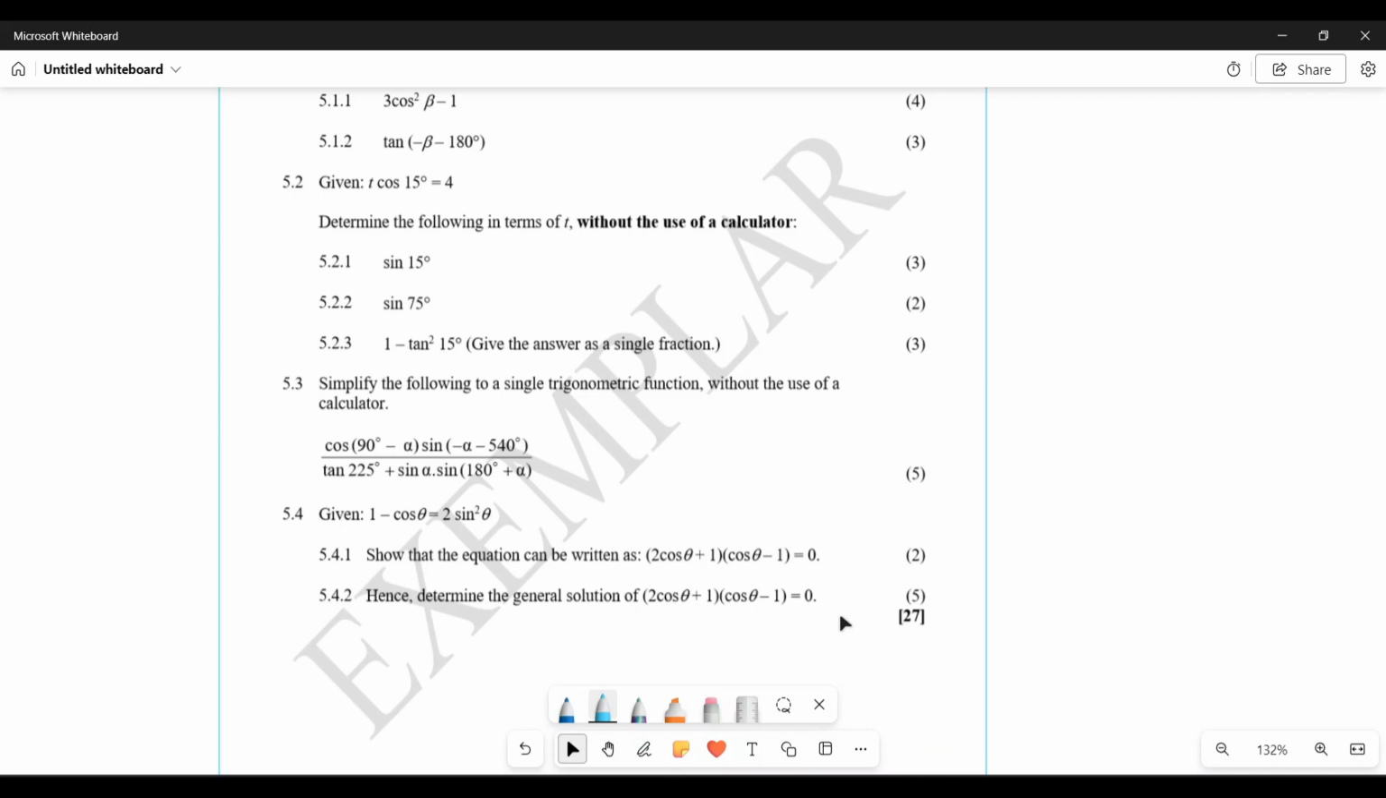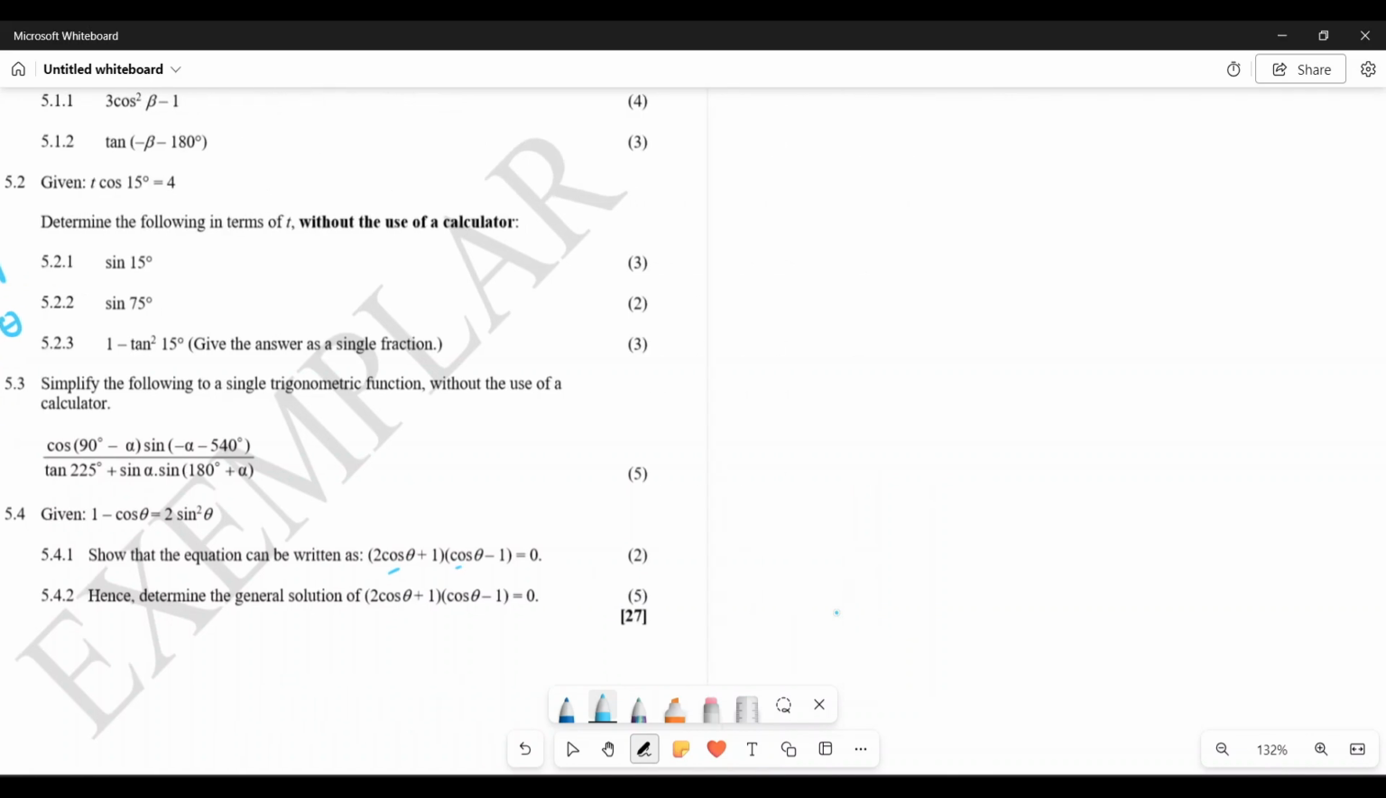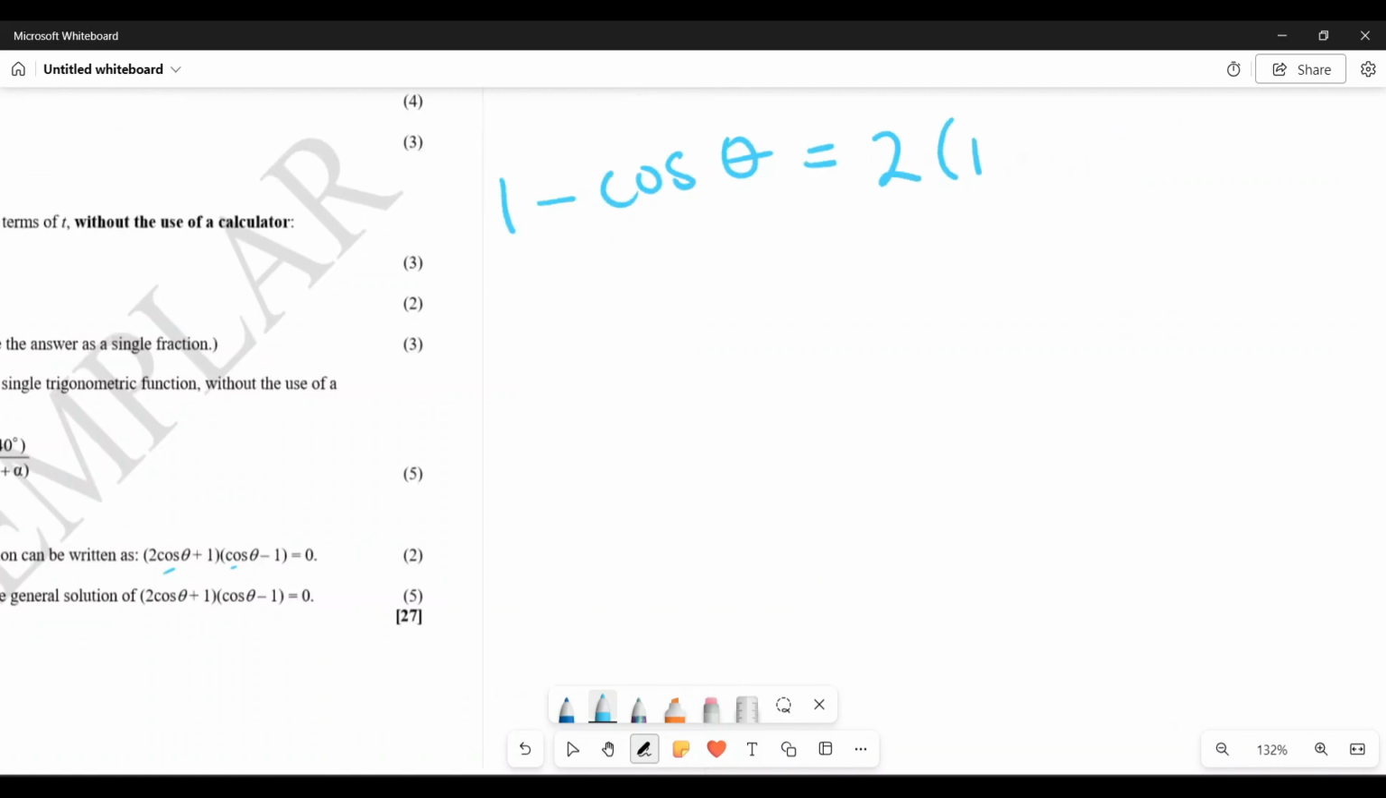The first step here, I'm going to try to make everything in terms of cos, because you can see that here everything's in terms of cos. Remember sine squared theta, I'm going to use this identity: cos squared theta plus sine squared theta equals 1. So sine squared theta is equal to 1 minus cos squared theta. This would be my first step, trying to make everything in terms of cos. The other side of it, 1 minus cos theta, equals 2 multiplied by 1 minus cos squared theta.